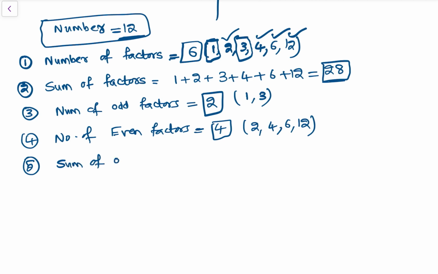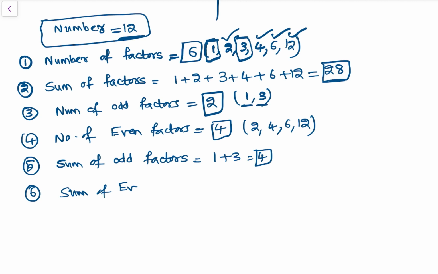Sum of odd factors. Sum of odd factors is what? That is the odd factors, their sum, that is 1 plus 3 is equal to 4. So 4 is the sum of odd factors. Then comes sum of even factors.